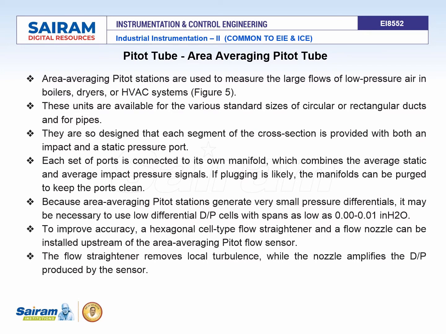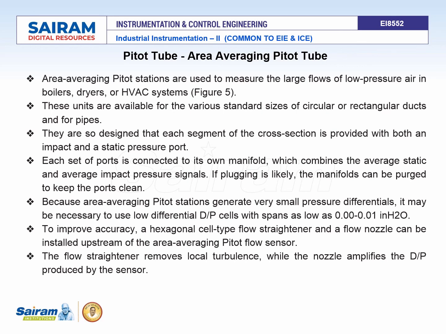And then another type of averaging pitot tube is called the area averaging pitot tube. It is used to measure large flows of low pressure air in boilers, dryers, or HVAC systems. These units are available for various standard sizes of circular or rectangular duct. They are designed so that each segment of the cross section is provided with both impact and static pressure ports, which is an important parameter in measuring the static and impact pressure points.